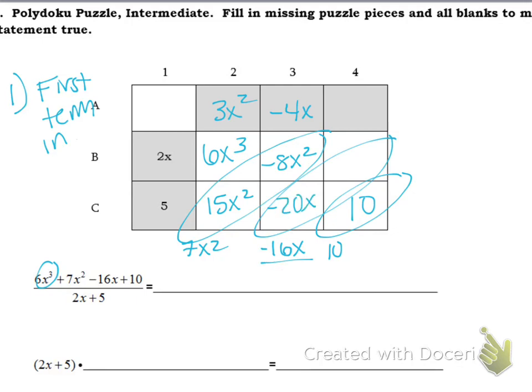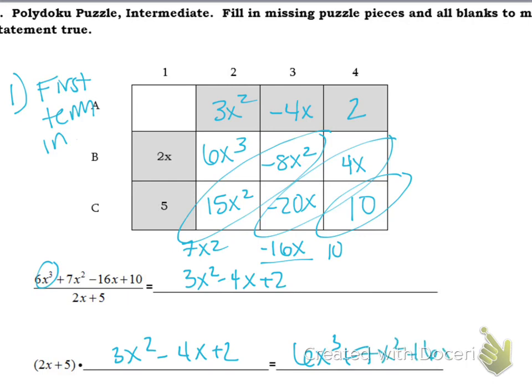What can I add to negative 20x to get my negative 16x? Well, 4x. What can I multiply 2x by to get that? It's going to be 2. And then 5 times 2 is getting me that 10 in that bottom box there. Okay, so when I divide these, I get 3x squared minus 4x plus 2. Multiplying, I would have to do 3x squared minus 4x plus 2, and we get all those numbers inside that box. So 6x cubed plus 7x squared minus 16x plus 10. So if we multiplied them, we would get back to square one, because when we divided it out, we'd have to multiply it to go backwards.